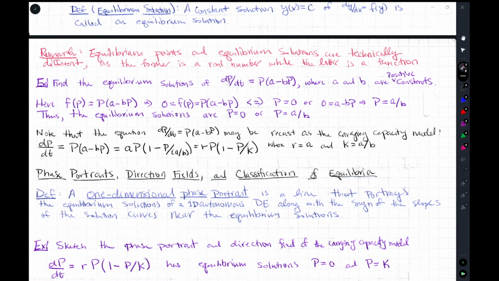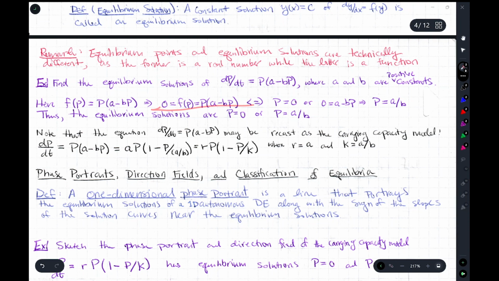So let's look at an example. Find equilibrium solutions of dp/dt equal to p(a minus bp), where a and b are positive constants. A and b are considered parameters in this differential equation, which means we treat them as constants. So here we have the right-hand side. We identify the right-hand side with f of the dependent variable here, which is p. t is the independent variable.